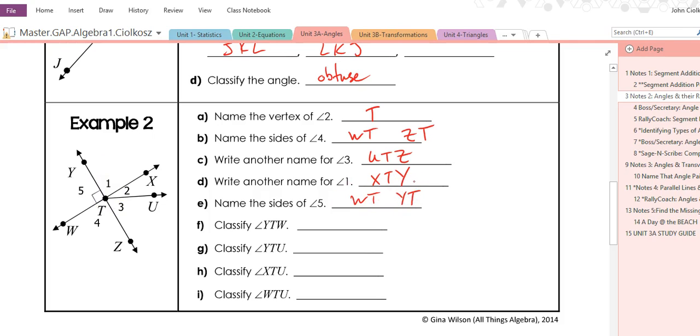Classify YTW? Well, it's got a box, so it's a right angle. YTU. Notice I'm following that order. Well, it looks bigger than 90, so that's obtuse. XTU. Definitely smaller than 90, so it's acute. And WTU, well, that's definitely bigger than 90 on both sides, so it's looking obtuse.